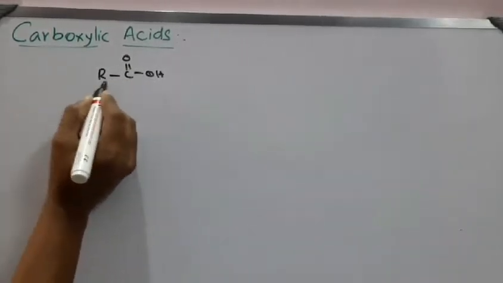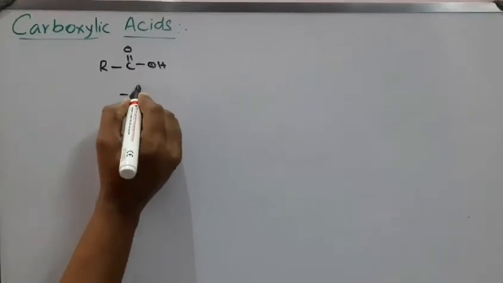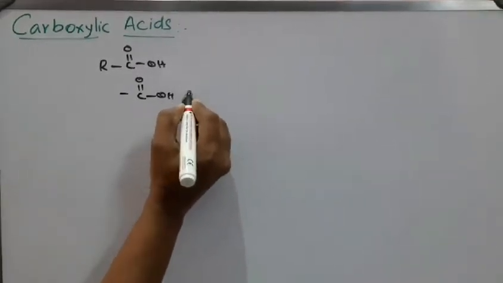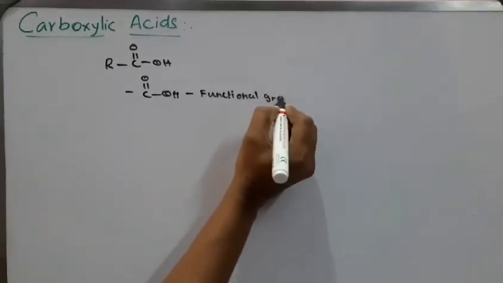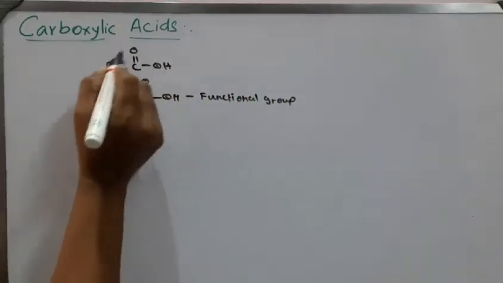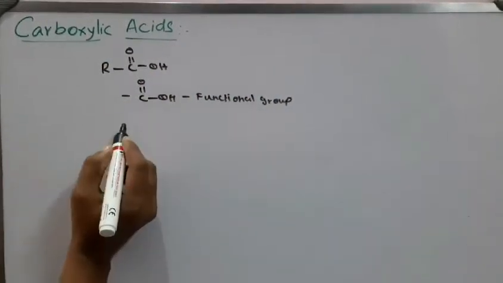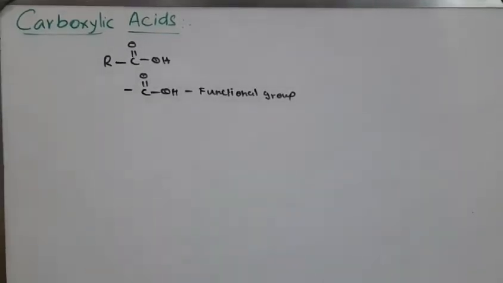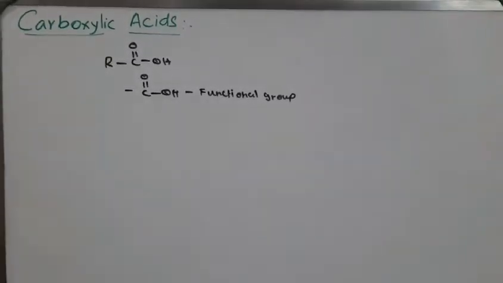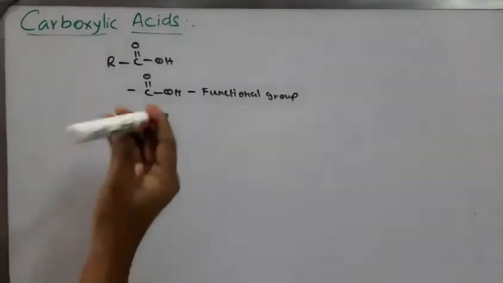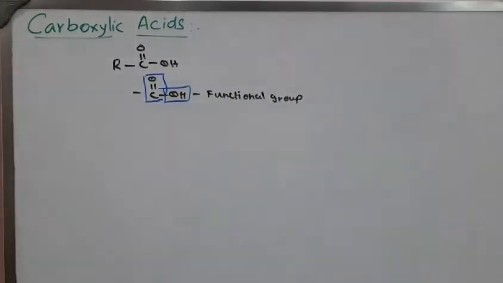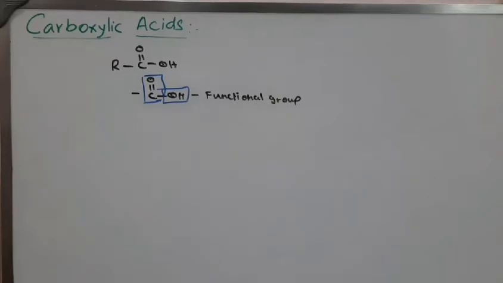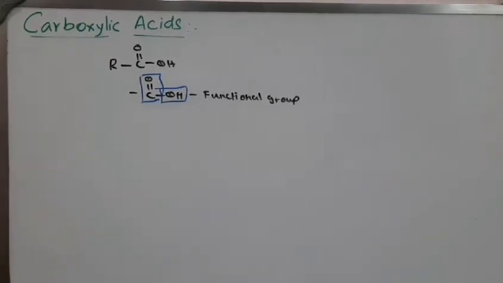The functional group is C double bond O OH. Generally we can represent this as an alkyl group with the acid. This functional group contains an alcohol group, that is a hydroxyl group, and a carbonyl group is also present. So carboxylic acids contain both the carbonyl group as well as the hydroxyl group.